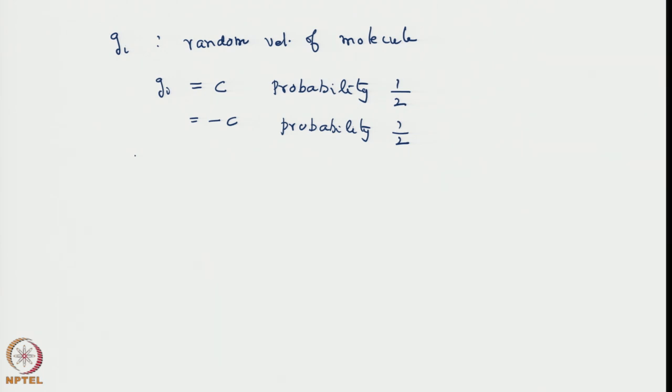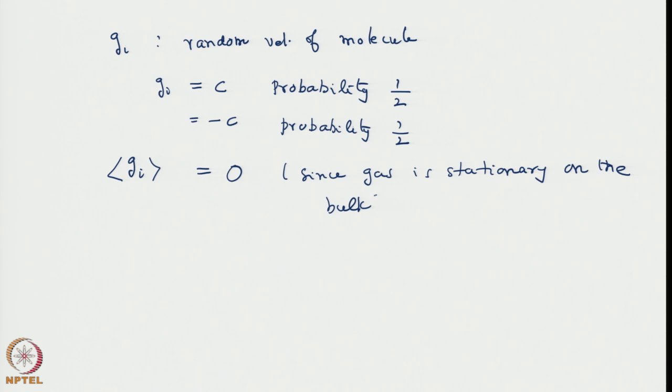Which basically means if I do an ensemble average over all ensembles, then the average velocity of the molecule along a direction should be 0. Why? Because the gas is stationary macroscopically, or in the bulk. If gi is not 0, if it had a certain component along the x direction, the gas would have been seen as moving along that direction, which is not the case. And the second important property is that the velocity imparted in one collision is not correlated with the velocity imparted in another collision. That is, we can say that the average of gi gj will be 0, they are mutually uncorrelated.